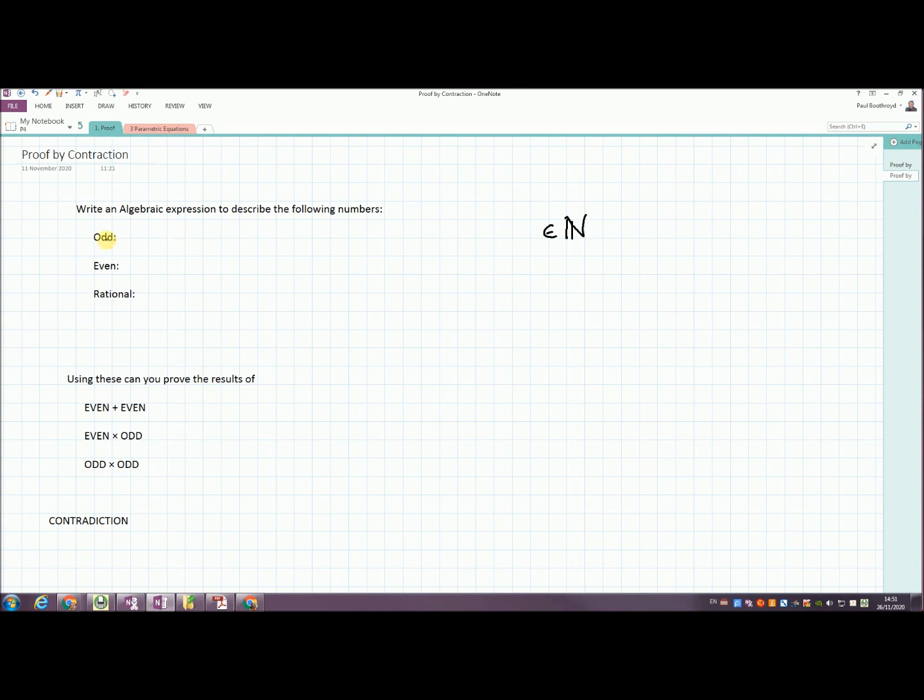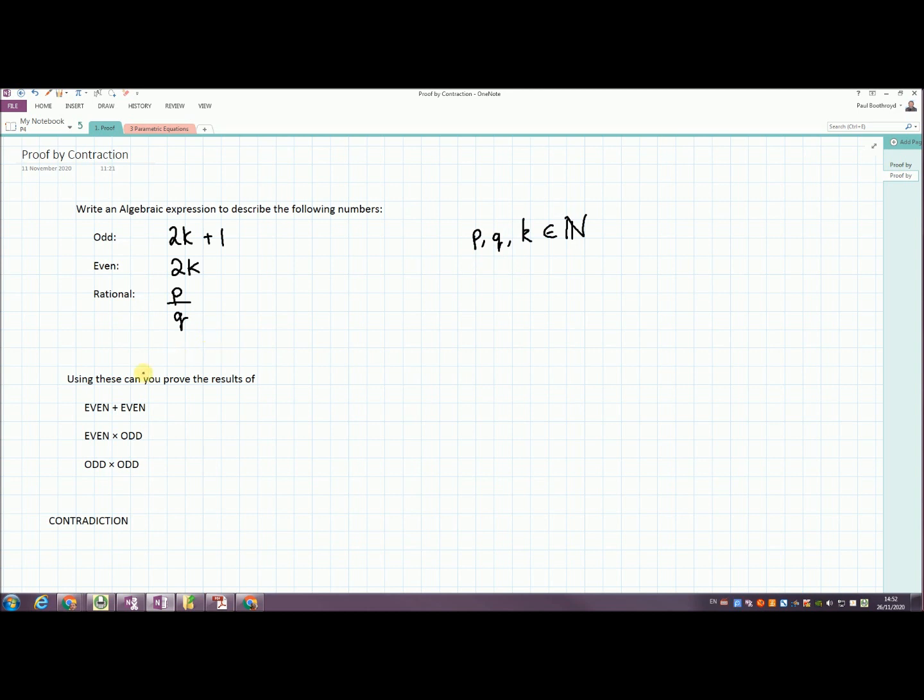So the first one, an odd number can be represented as 2 times any number, plus 1. The even number is just 2 times any number, so k belongs to our natural numbers, and a rational number can be written as p over q. So p and q must both be the smallest whole numbers that are possible.